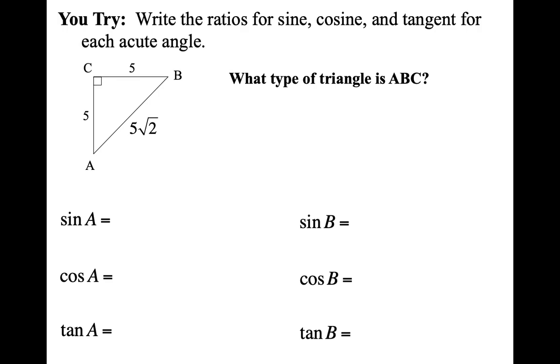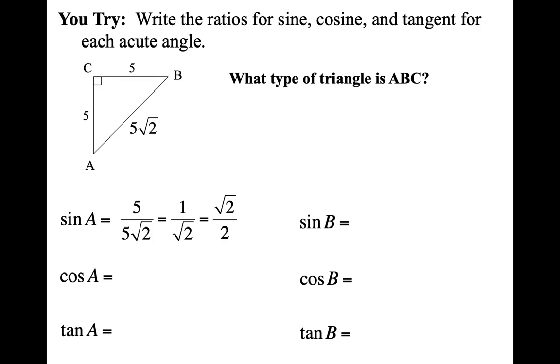If we're focusing on angle A, the opposite leg is the top leg, 5. The adjacent leg is the vertical leg, which is also 5, and the hypotenuse is 5 times the square root of 2. So looking at the sine of A, we have opposite over hypotenuse. So it's going to be 5 over 5 times the square root of 2, which you can see. Now we have 5 over 5. Now 5 over 5 is equal to the number 1, so I can reduce those, right? Cancel 5 and cancel 5.